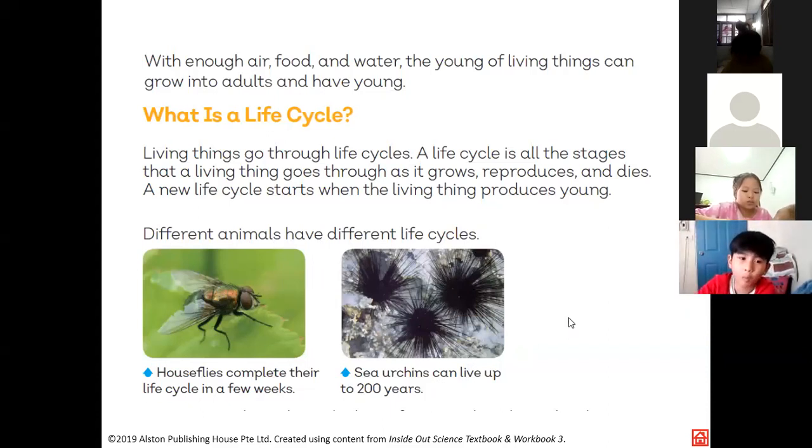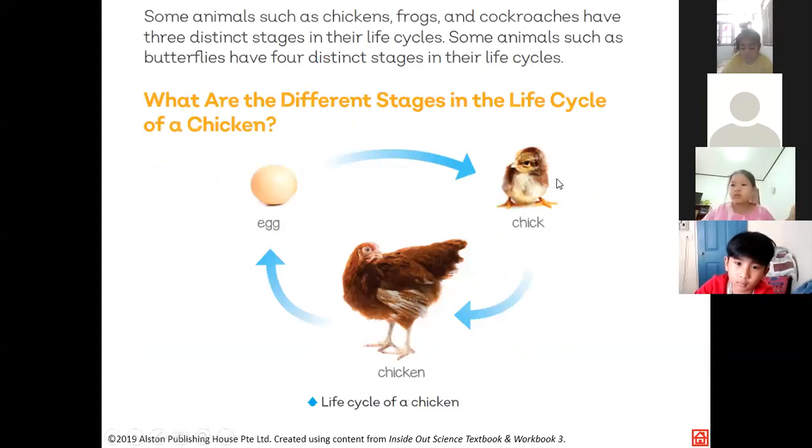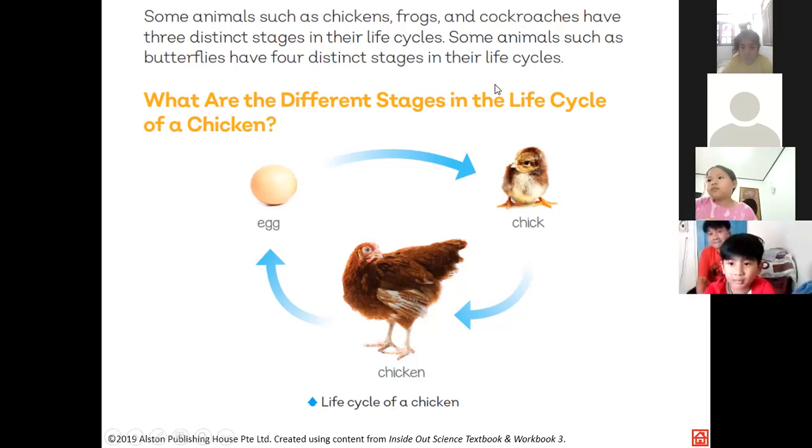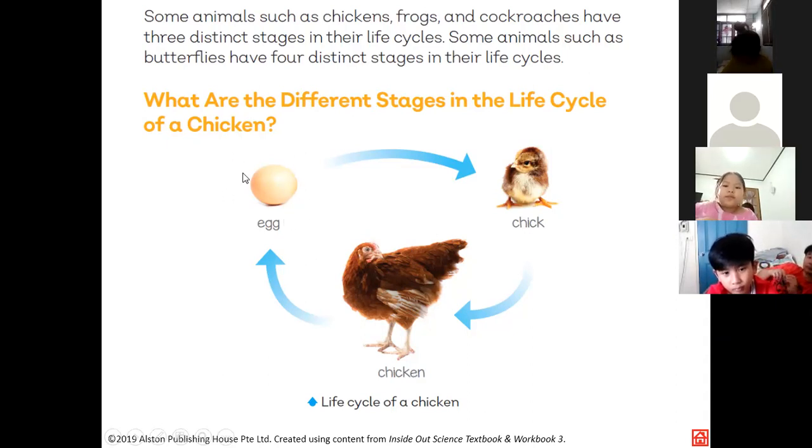Okay, now, next page. Some animals such as chickens, frogs, and cockroaches have three distinct stages in their life cycle. Some animals such as butterflies have four stages in their life cycle. Now let's first discuss the life cycle of a chicken. What are the different stages in the life cycle of a chicken? In the life cycle of a chicken, there are three stages, okay? So the first stage is, who wants to read?